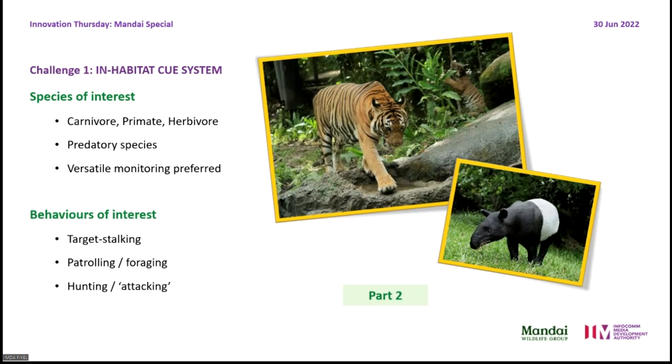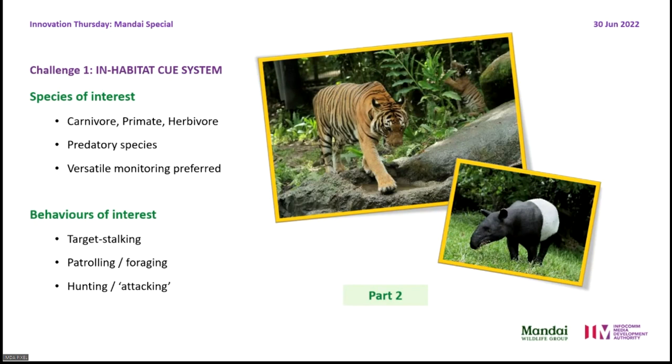And of course, like we've said before, predatory species is something that we really would like to work on much more importantly, because it's a whole suite of behaviors when we talk about hunting. The animal needs to find its food, it needs to locate its food, it needs to process the food before it consumes the food. So if we could even elicit different stages of cues at different levels, that will be ideal as well. And of course, we need to have a very versatile monitoring system. It's because primates may be in the tree, herbivorous animals may be in a wide field, whereas our prey animals might be on rocks or on certain exhibit furniture as well.